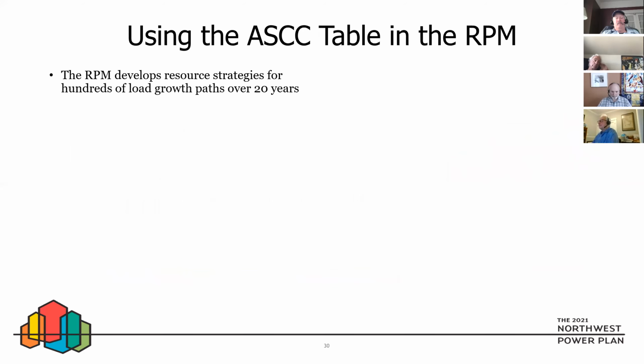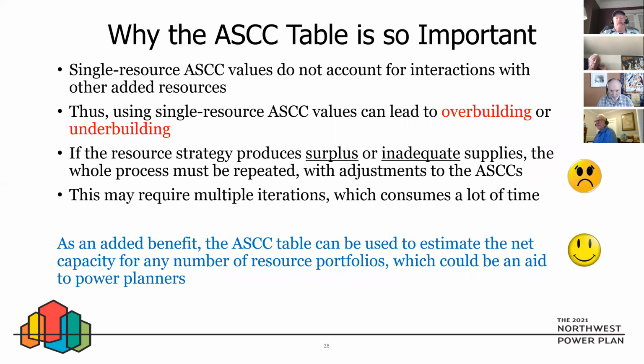Of course, one of the benefits of us doing this in the open is that this table is available to utilities in the region, with the caveat that these are calculated based on regional resources and regional loads. And so these ASCC numbers may not be appropriate to individual utilities, but at least it gives them some idea of the relative capacity contributions. And then they should build their own ASCC tables if they can for their IRP processes.